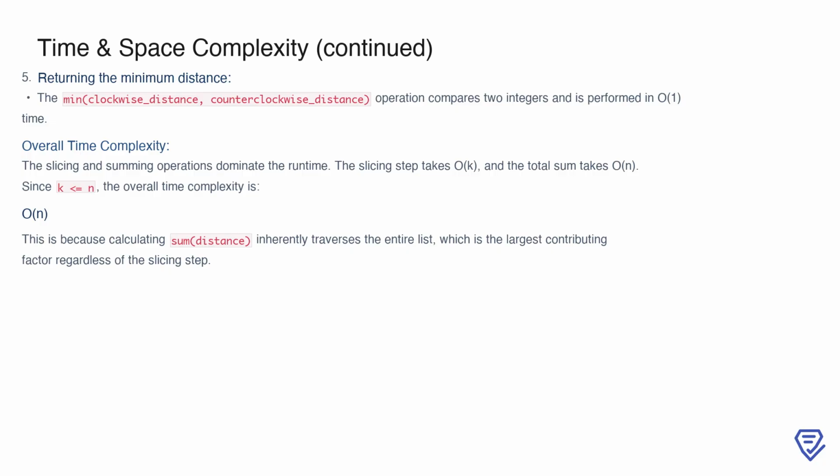Now, when we evaluate the overall time complexity, the slicing and summing operations dominate the runtime. The slicing step takes O(k), while the total summation of the list takes O(n). Since k is always less than or equal to n, the summation step, O(n), is the largest contributing factor. As a result, the overall time complexity of the algorithm is O(n). This reflects the fact that summing the entire list inherently requires traversing all its elements, regardless of the slicing step.